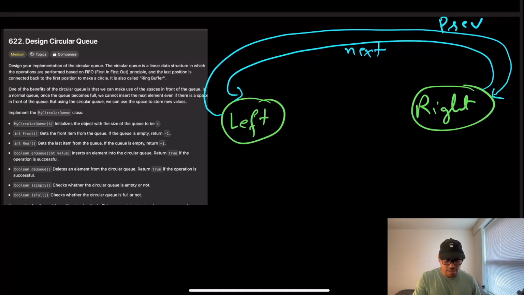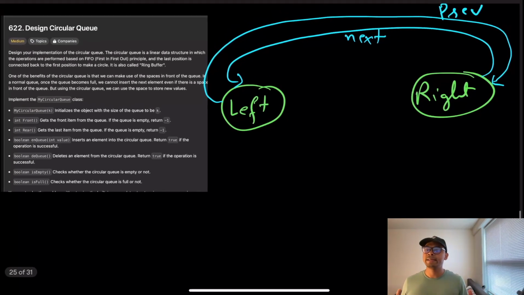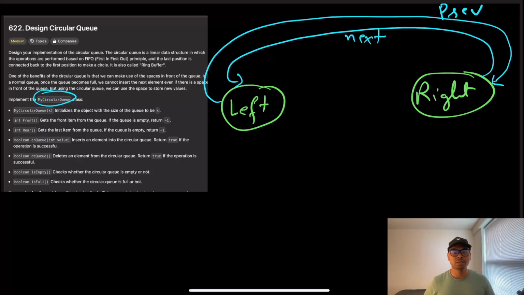All right, so that's basically connecting them in a circular fashion. Now we are going to enqueue something, so there will be a size. When we are creating this my circular queue, we will have a variable called size, and that will have the value k. That will be basically to check the edge cases, whether our queue has space to add more values or not.